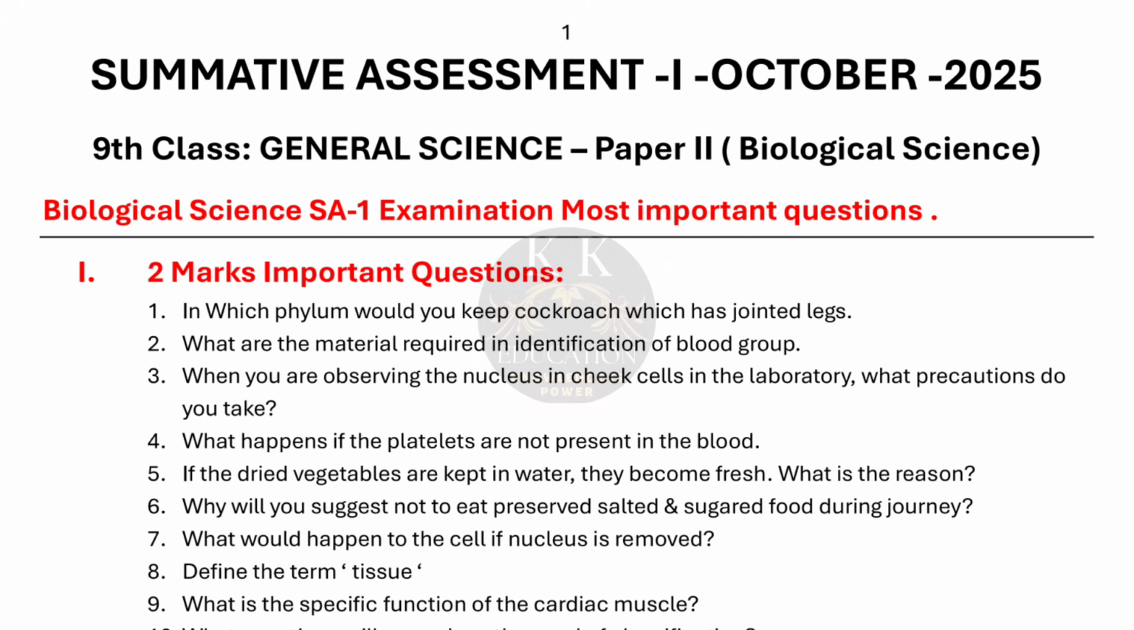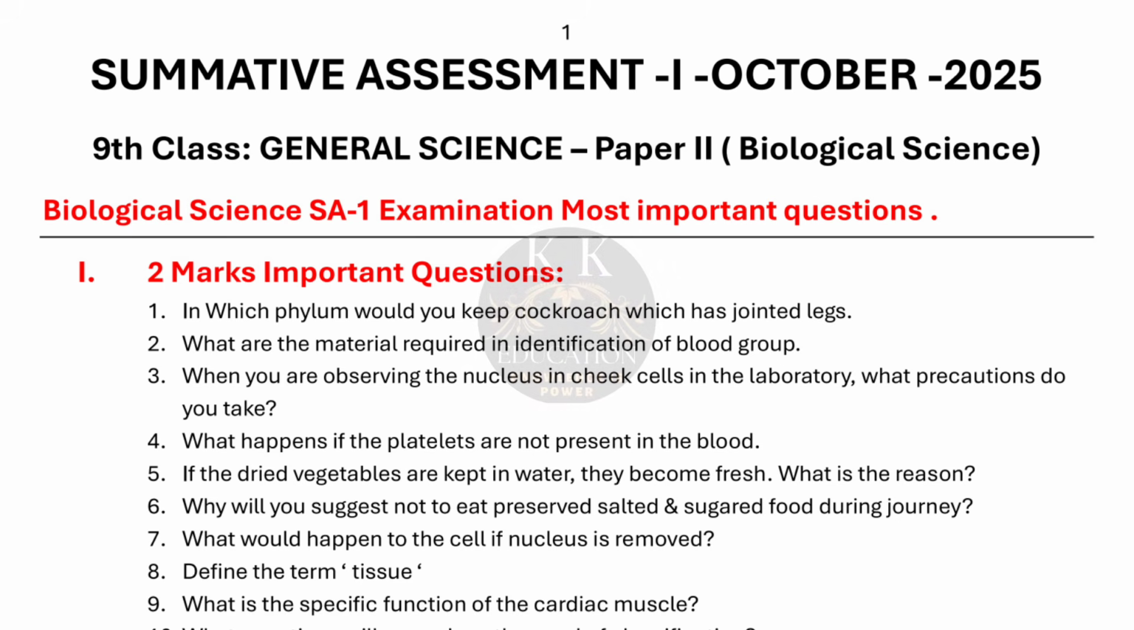Let's start with short questions that often come for 2 marks. These are mostly based on definitions and basic concepts. First question: in which phylum would you keep a cockroach which has jointed legs? Second question: what are the materials required in identification of blood group? Third question: when you are observing the nucleus in cheek cells in the laboratory, what precaution do you take?